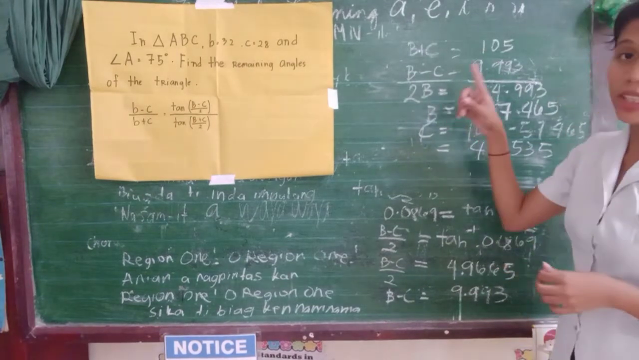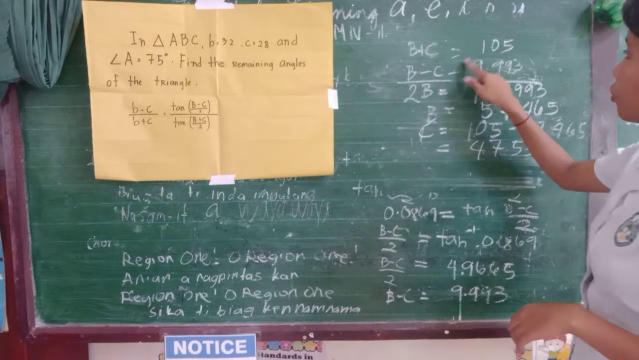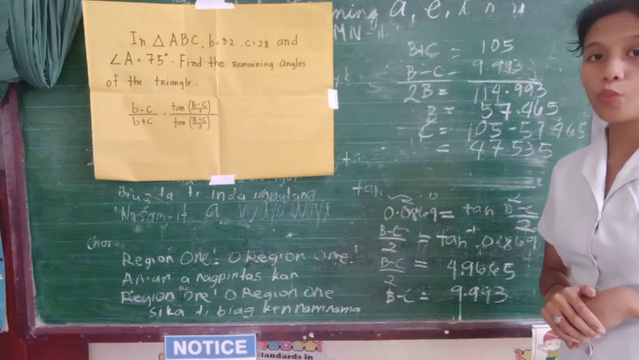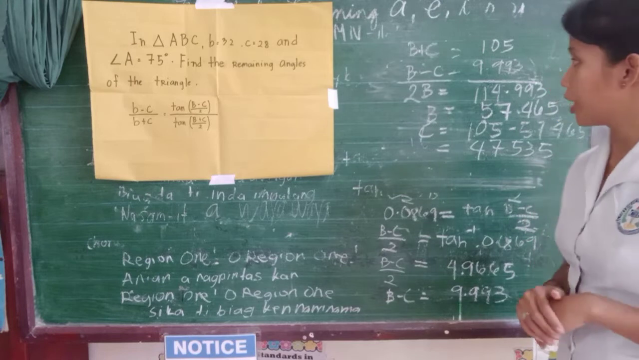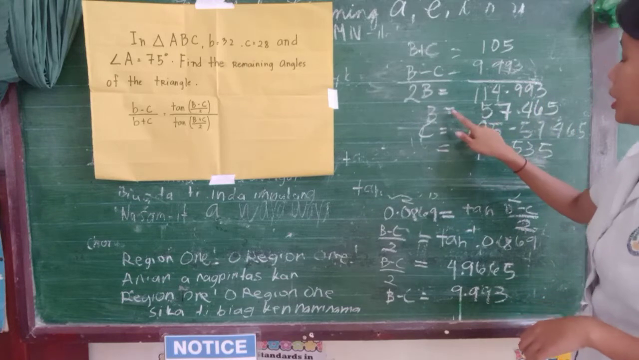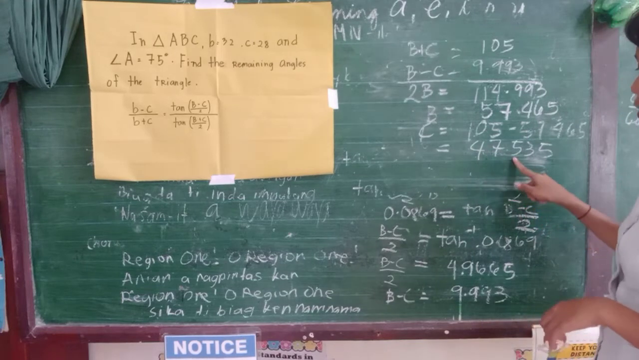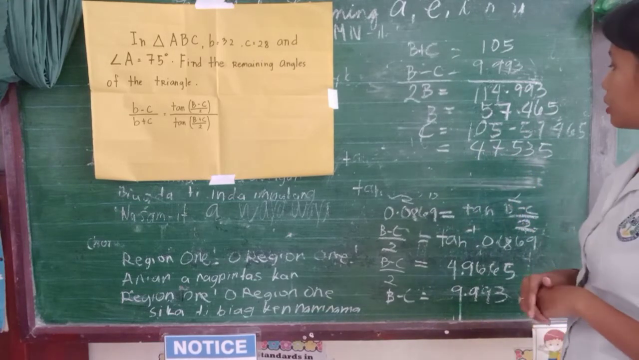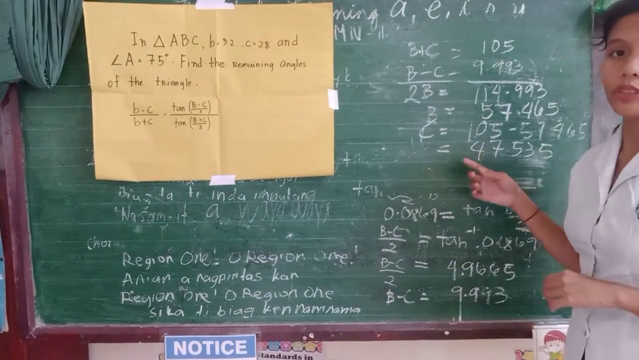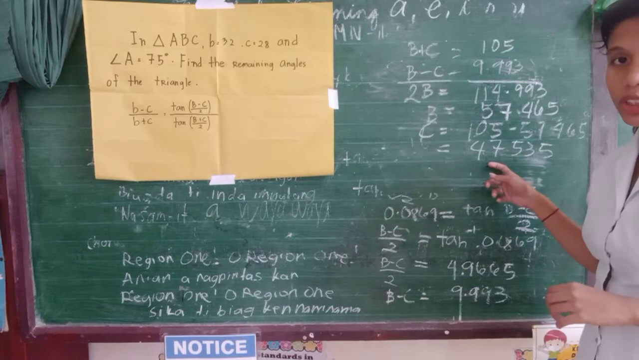Then, determine B and C by solving the system of equations. B plus C is equal to 105, B minus C is equal to 9.993. Eliminate one of the variables by adding the two equations together. 2B is equal to 114.993. Then, B is equal to 57.465 and C is equal to 47.535. We can round these values to whole numbers. We will get B is equal to 57 and C is equal to 47 degrees.